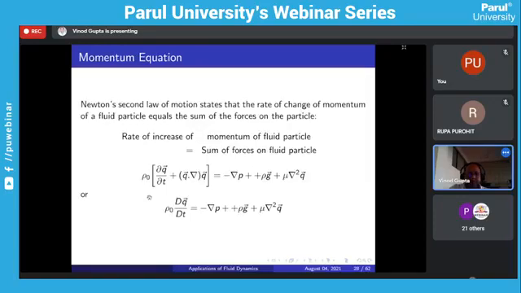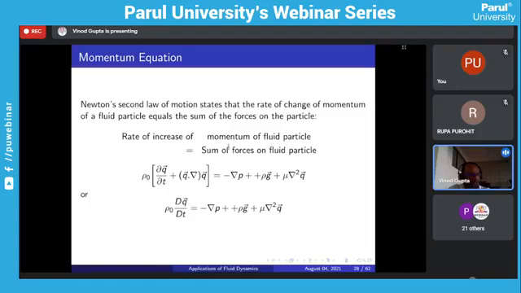And the next, the momentum equation, is based on Newton's second law of motion. As you know, Newton's second law of motion states that the change in momentum is equal to the sum of all forces acting on the fluid particle. Right? So by that we can write: rate of increase of momentum of fluid particle is equal to the sum of forces on the fluid particle. Now we will see what the forces acting on the fluid particle are.